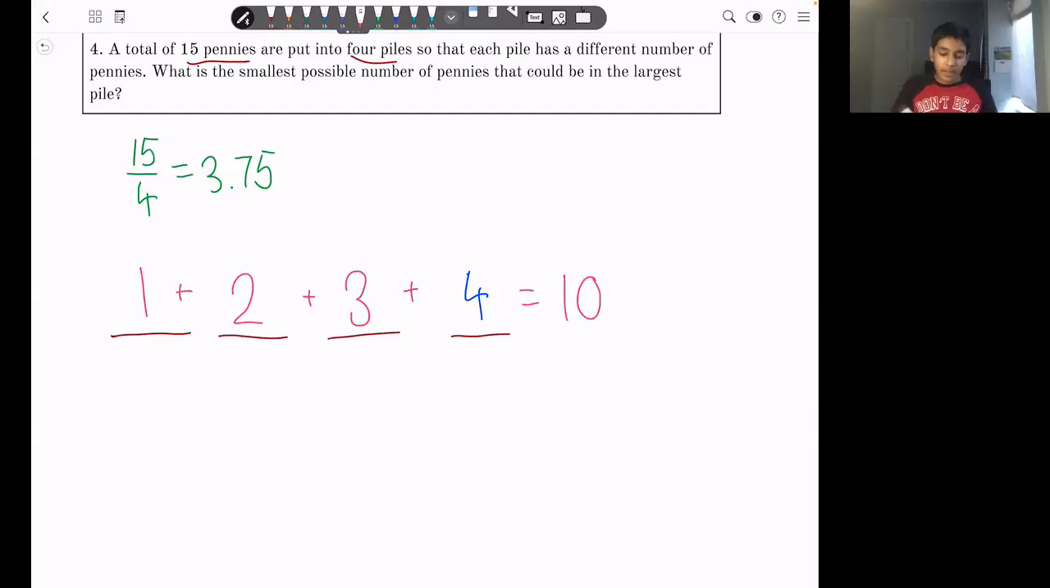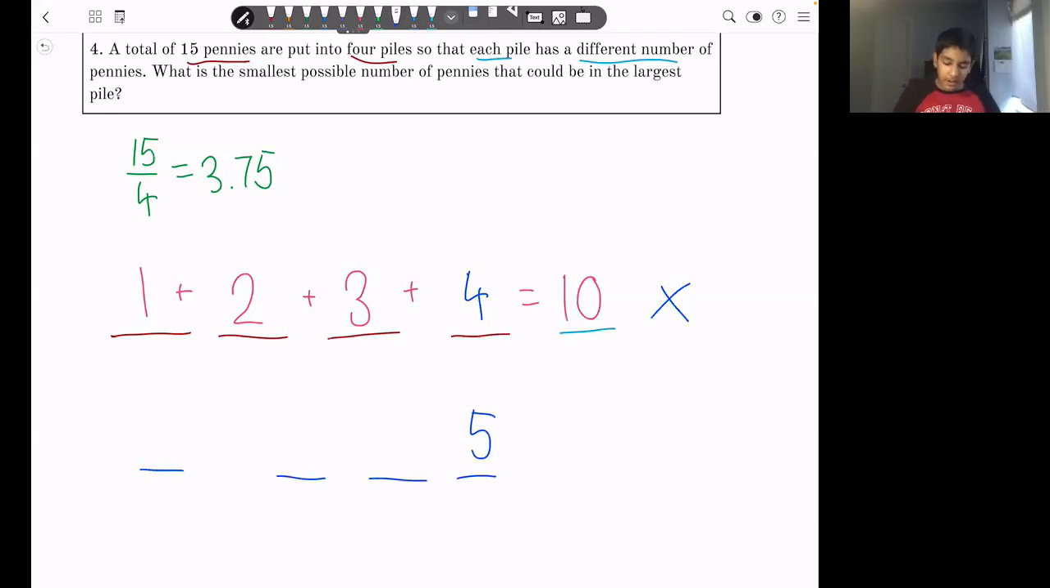Right? Because all piles must have a different number of pennies. So even if you just take 1 down from the largest, we only have a sum of 10. That's too small. So this doesn't work. Okay, now what if we have 5 here?